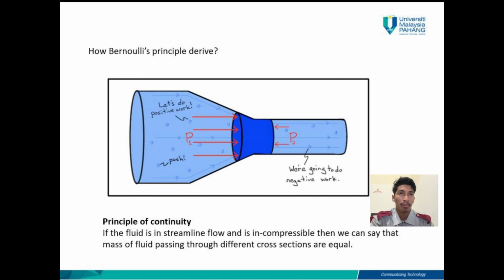Okay, we see the principle of continuity. If the fluid is in streamline flow and is incompressible, then we can say that the mass of fluid passing through different cross sections is equal.